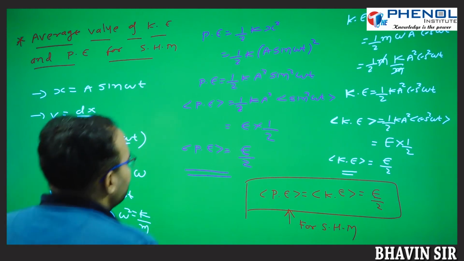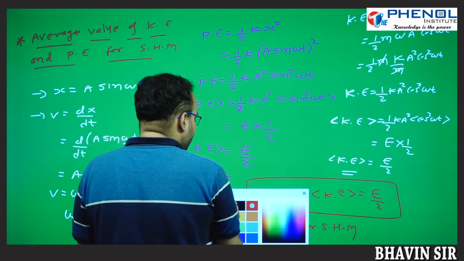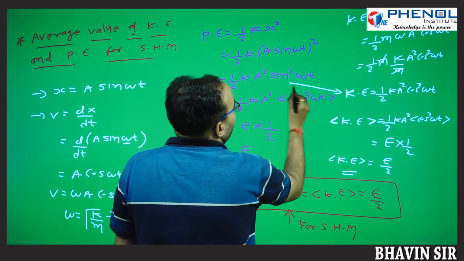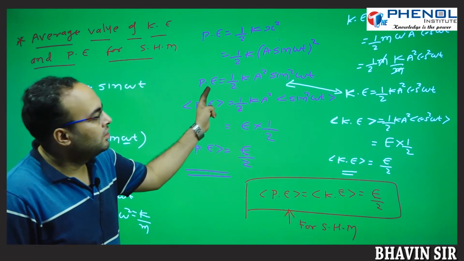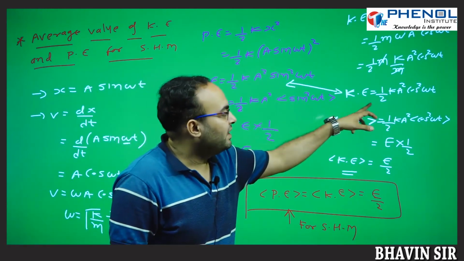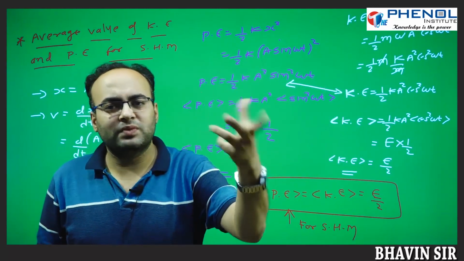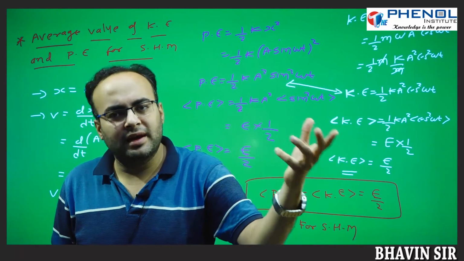Now again students, if you want to find the total energy from these, add them. Total means potential plus kinetic. So half k a square common, sin square omega t plus cos square omega t becomes 1. So again we obtain half k a square.